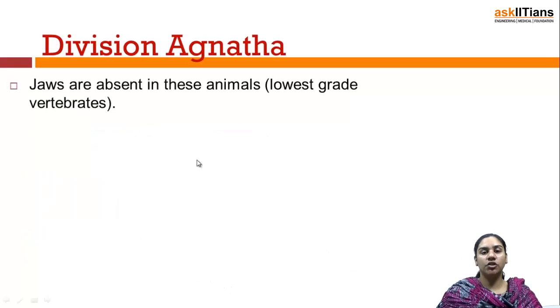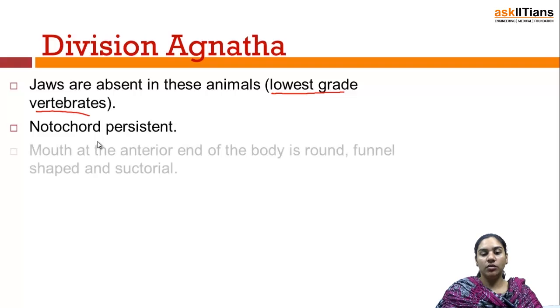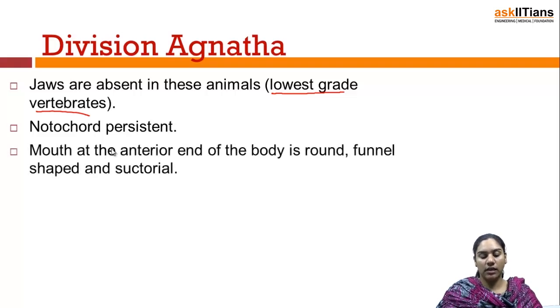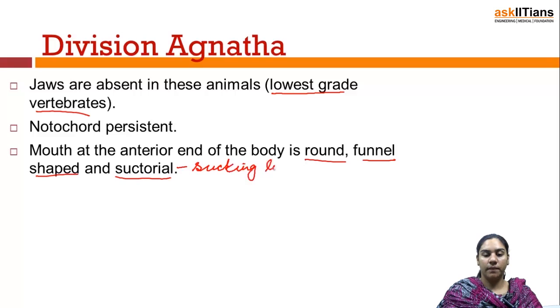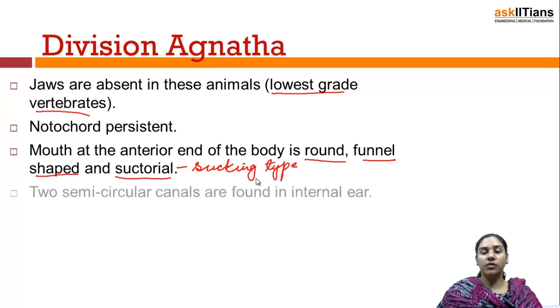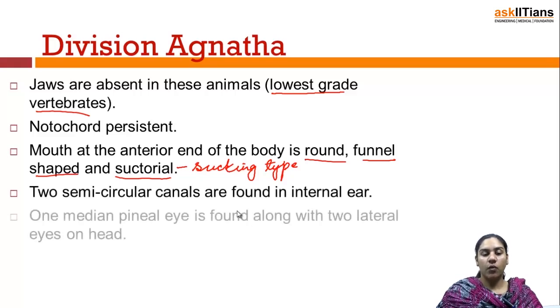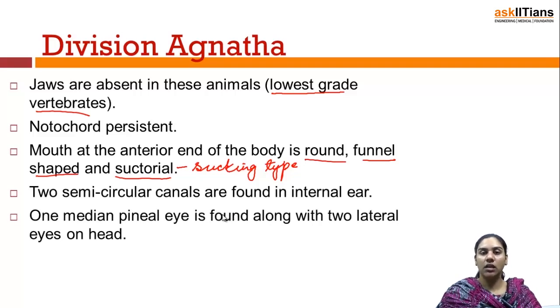In the division Agnatha, jawless animals are present. So these animals are the lowest grade of vertebrates. The notochord is persistent. The mouth at the anterior end of the body is round, funnel shaped and suctorial, means sucking type. There are two semicircular canals present in the internal ear instead of three semicircular canals. One median pineal eye, that is the third eye, is found along with two lateral eyes on the head.